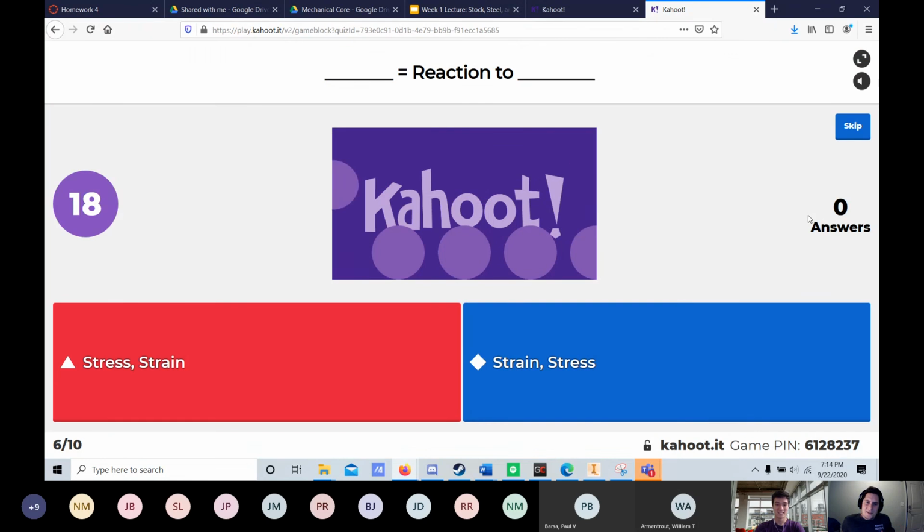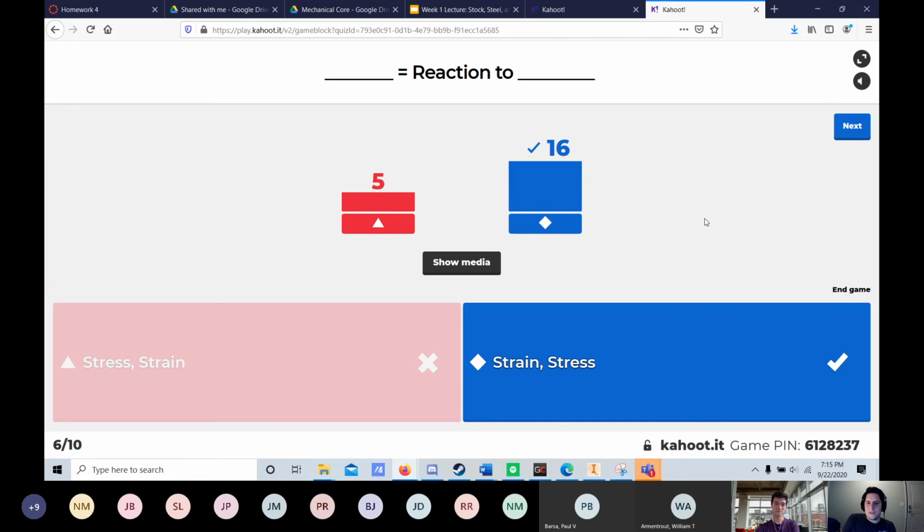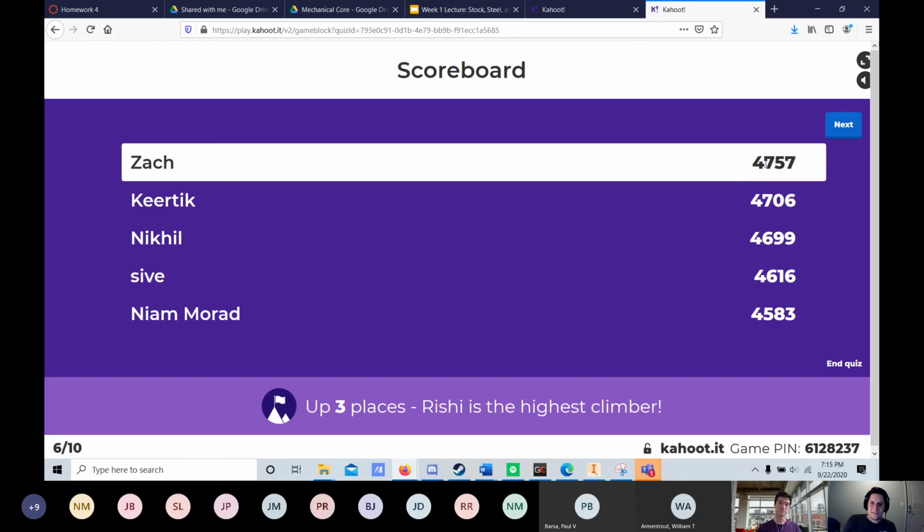Blank equals reaction to blank. Ooh, that's a tough one. Yeah, I don't think I said this outright, but when you think about it intuitively, it should make sense to you. When you impart one, you will get the other. Very nice. Good job, guys. And sorry for not saying that outright, but you guys seem to get the idea.